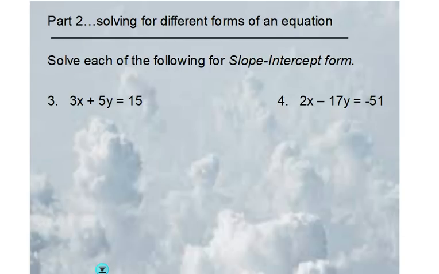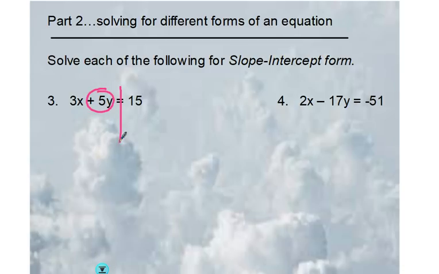Solve each of the following in the slope-intercept form. I'm going to do number 3. You're going to do number 4. But basically, it means to solve for, oh, crud. Sorry about that. Had to wait a few moments for my board to stop lagging. You know how I feel about that.